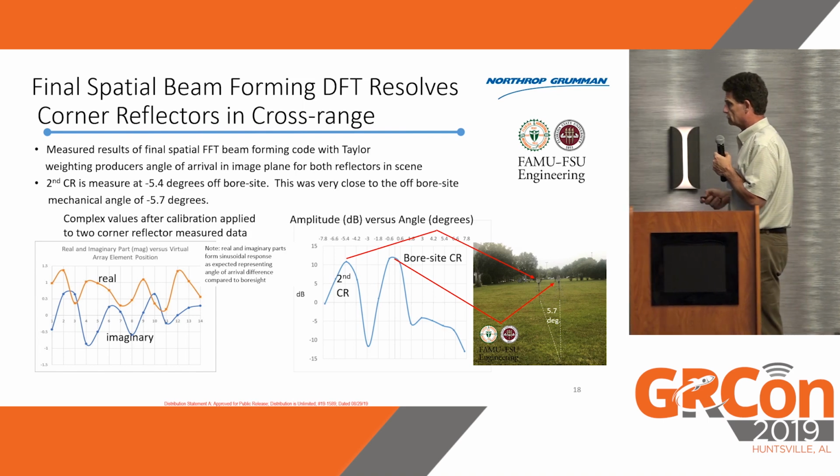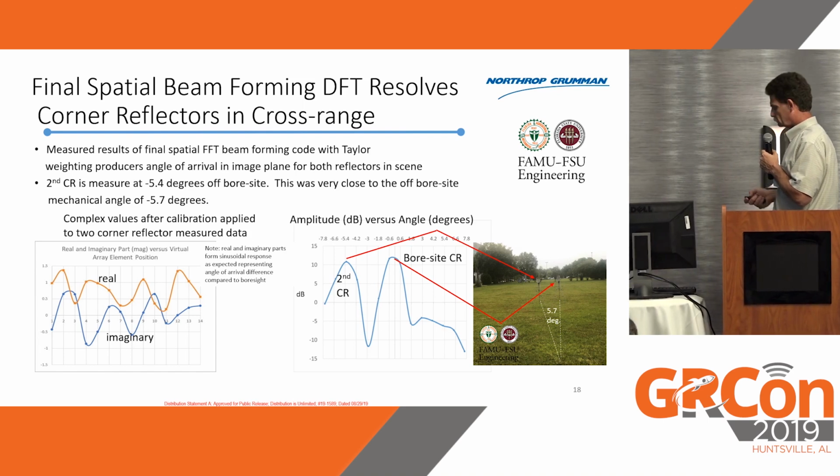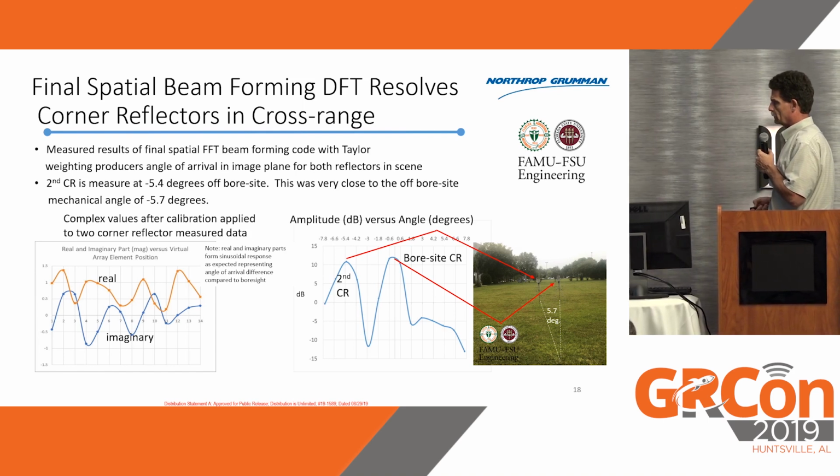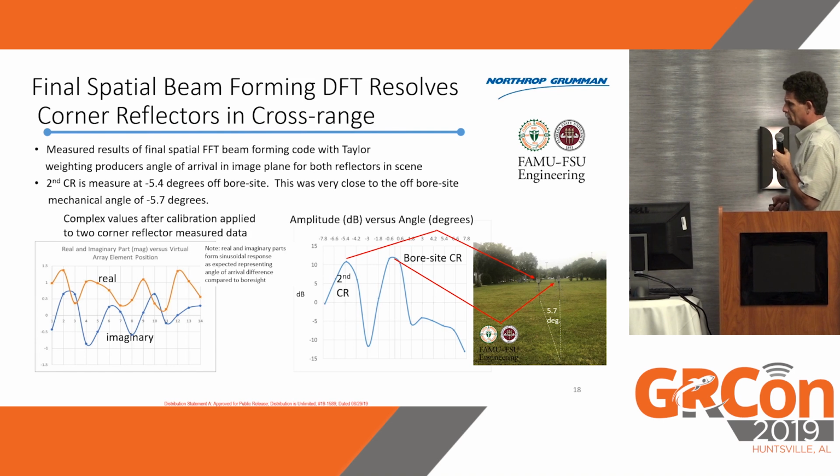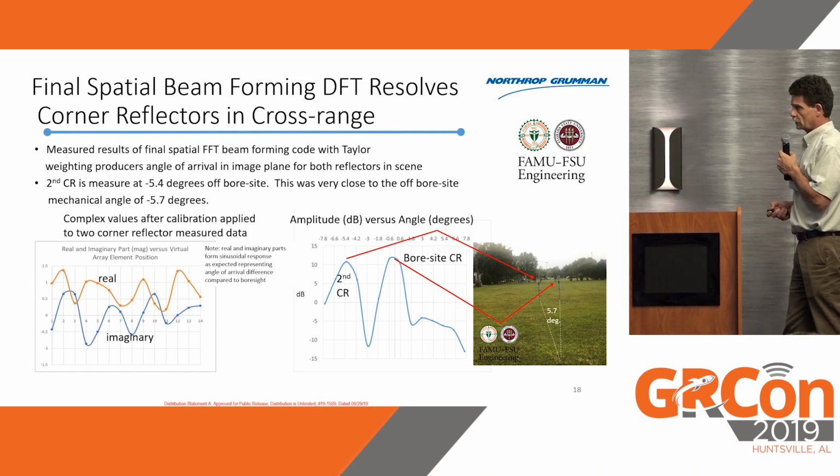So this was the measurement. We were physically at 5.7 degrees, and when we did the beam formation, we got another peak at around 5.7 degrees off here. So we're able to, in the angle domain, discern where these two corner reflectors are.